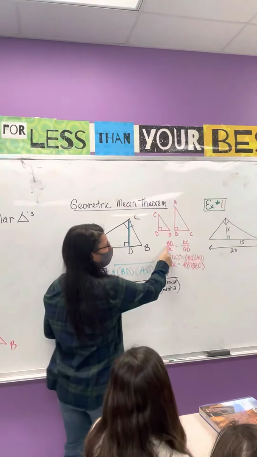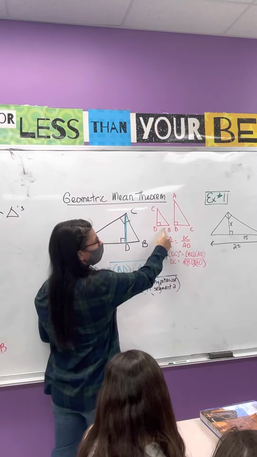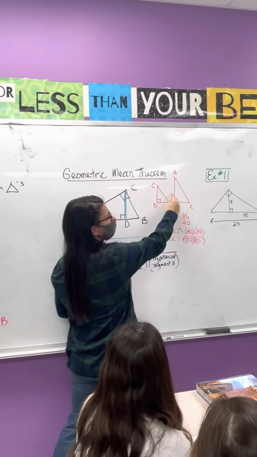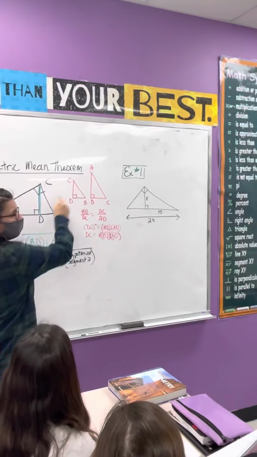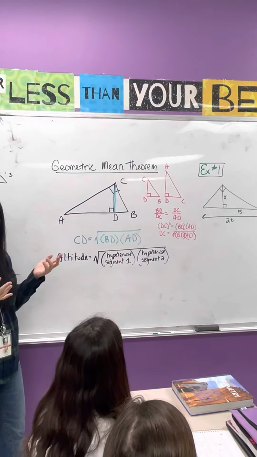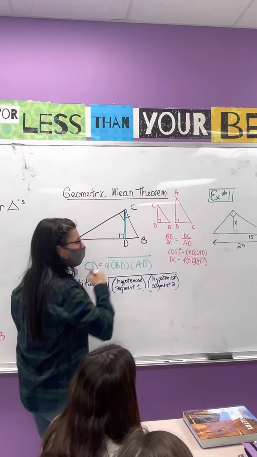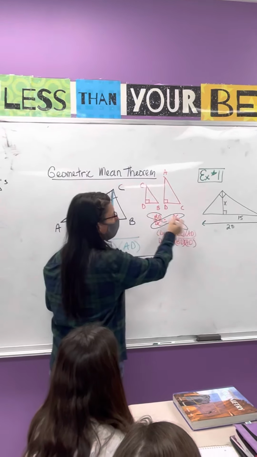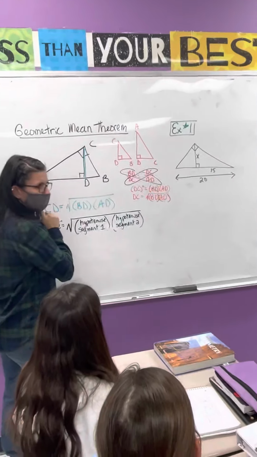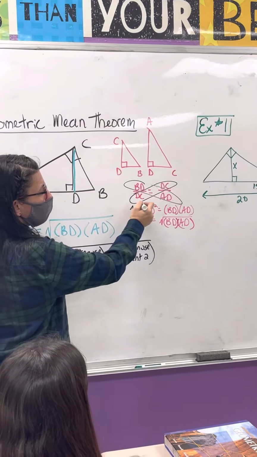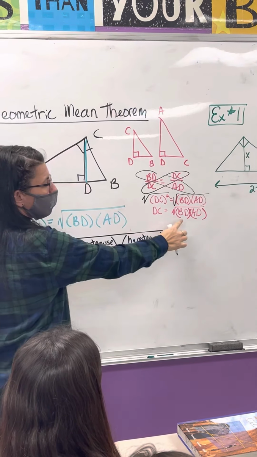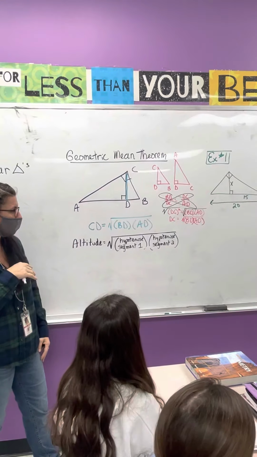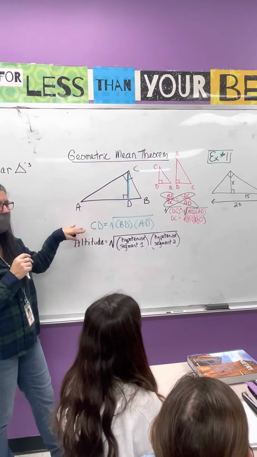From here, I did BD over DC. That's short leg over long leg. Over here, DC over AD, short leg over long leg. That's proper proportion procedure. From here, look what happens. This cross product is DC squared. This cross product is BD times AD. When I square root both of these sides, DC is by itself, and then we have that geometric mean idea that we talked about a few minutes ago and a couple chapters ago. So this is where this teal comes from.